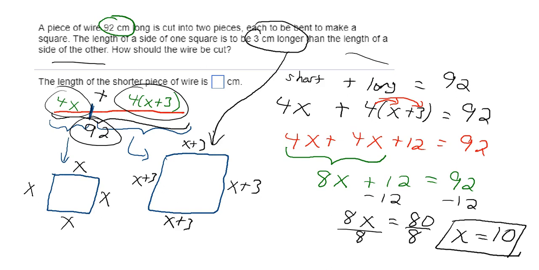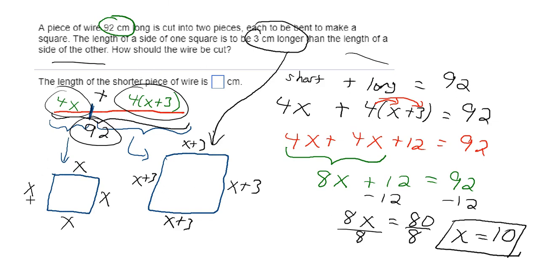And the question being asked in the problem, and I think there are actually 2 questions, even though only one is showing up here, is what is the length of the shorter piece of wire? And a lot of students will say, well, it's 10. I got x equals 10. My answer is 10. But x is not representing the length of the shorter piece of wire.